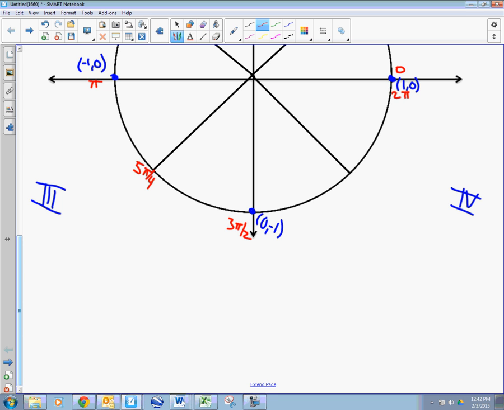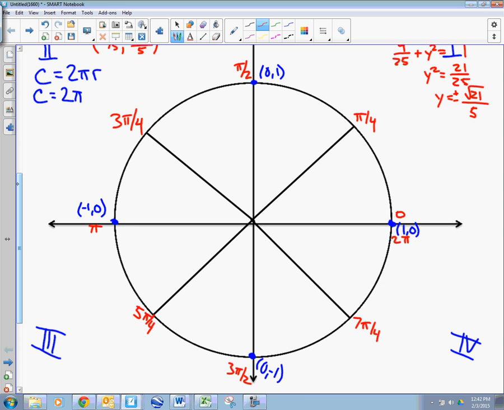And then I have 7 pi over 4. And then I have 8 pi over 4, which reduces to 2 pi. See it? I counted by pi over 4s. 1 pi over 4, 2 pi over 4, 3 pi over 4, 4 pi over 4, and we reduce what we can. Make sense? Okay.